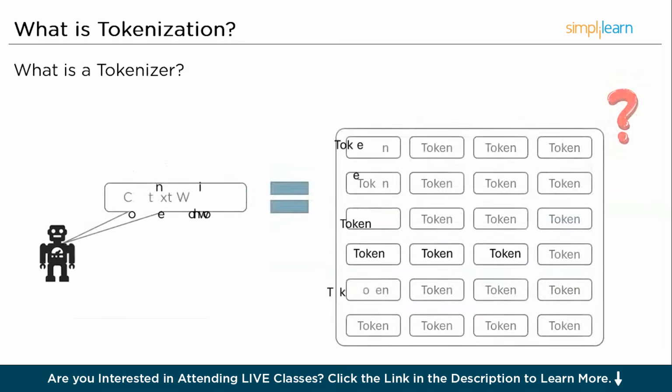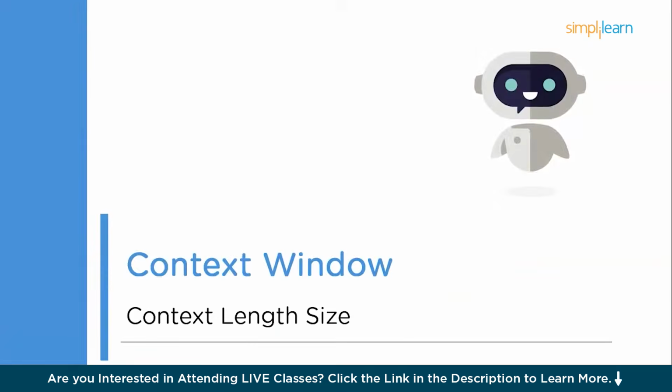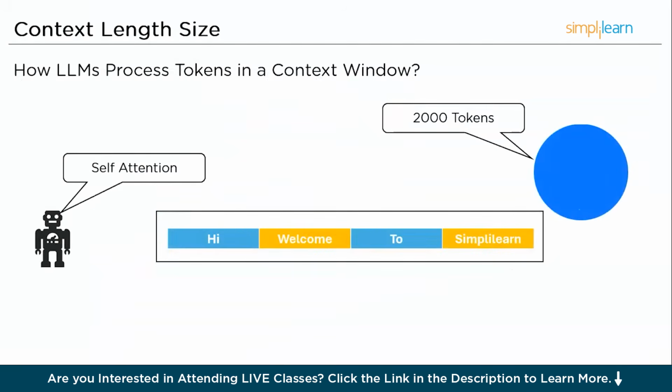Now, let's move on to the next important part of the session that deals with the context length, or simply, how does an LLM decide the context length? So now, the context length size. Now that we have understood what exactly tokens are, let's talk about how LLMs actually process them within the context window. Transformer models use something called self-attention.